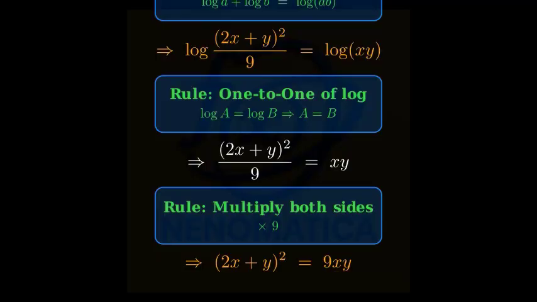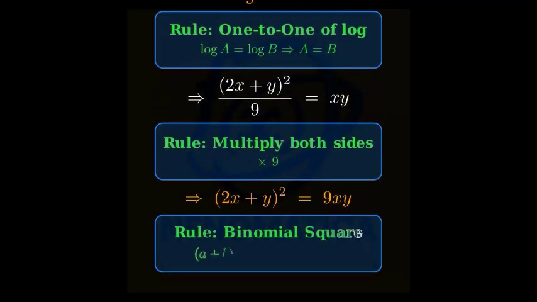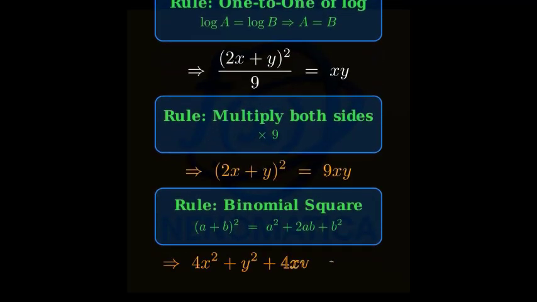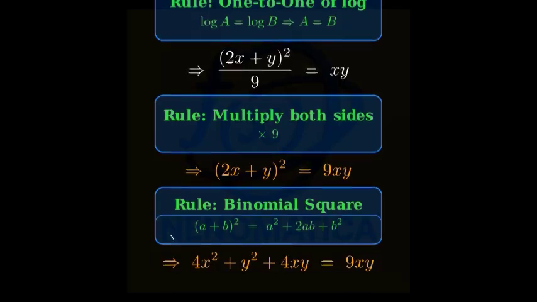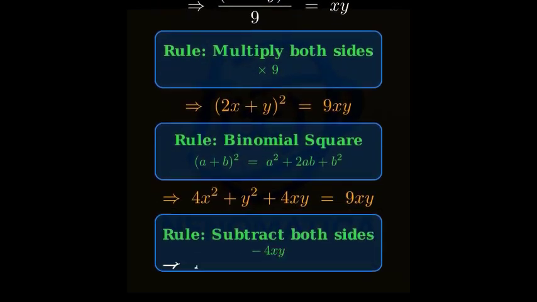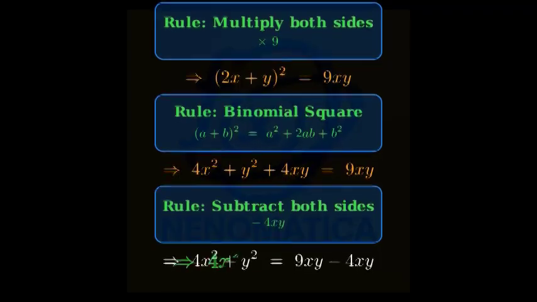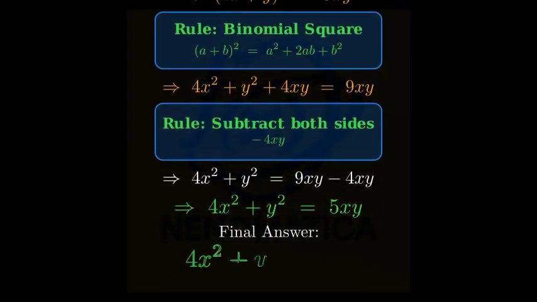Step 7. Expand the square of a binomial. Then write the expanded equation. Step 8. Subtract 4xy from both sides to isolate the requested expression. Finally, we get the compact result. Therefore, following the exact algorithm and step order, the final expression is 4x squared plus y squared equals 5xy, the requested expression.